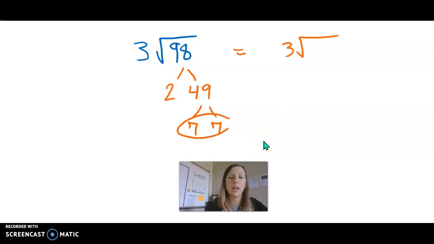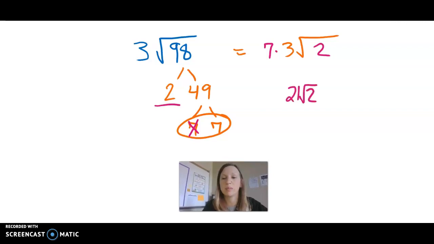So I'm going to circle some pairs. And let's remember what we said. If they have a date, that would be the ones I circled. You mark one out and the other goes on the outside. So see, that 7 is going to get multiplied with the 3 from the original expression. Now this 2 here, he doesn't have a date, so he is going to stay at home in the house. Now all that's left is to multiply 7 times 3 and we get 21.